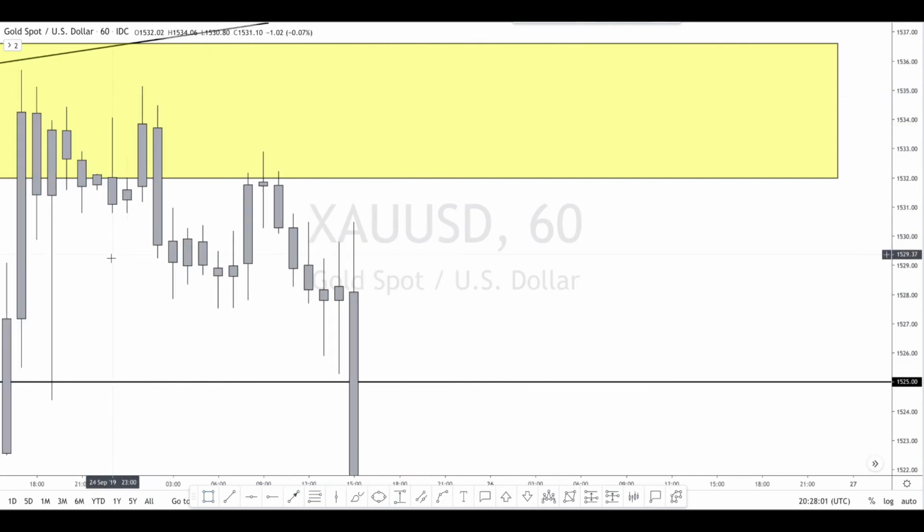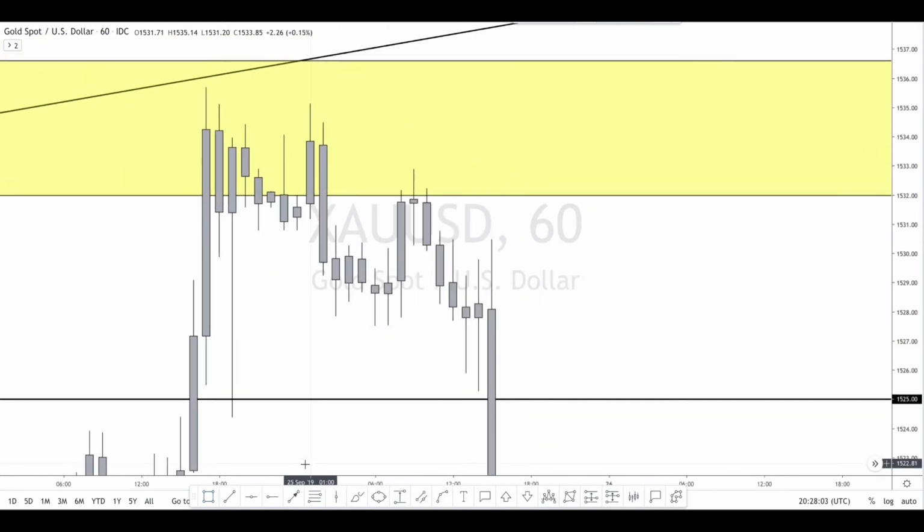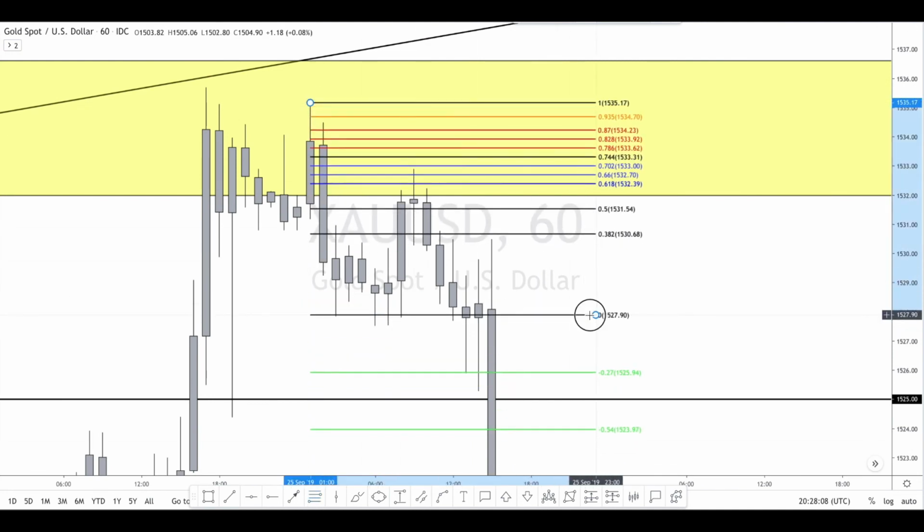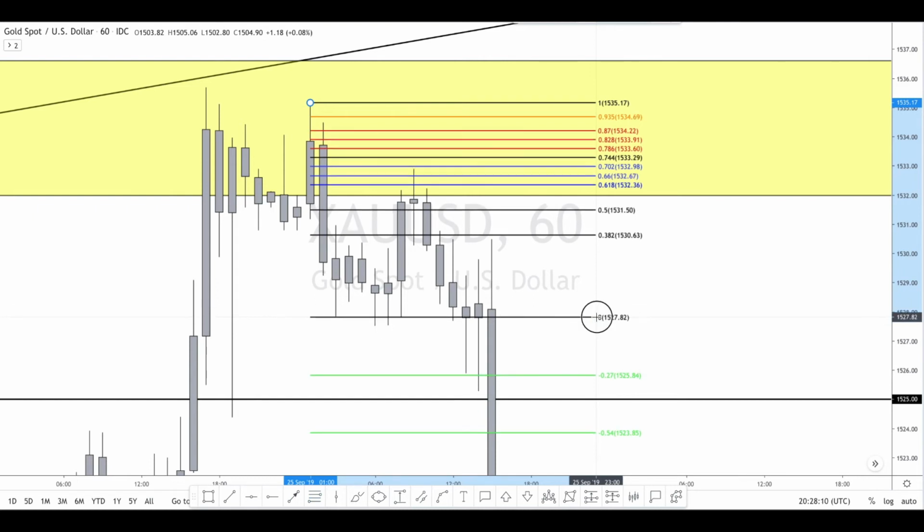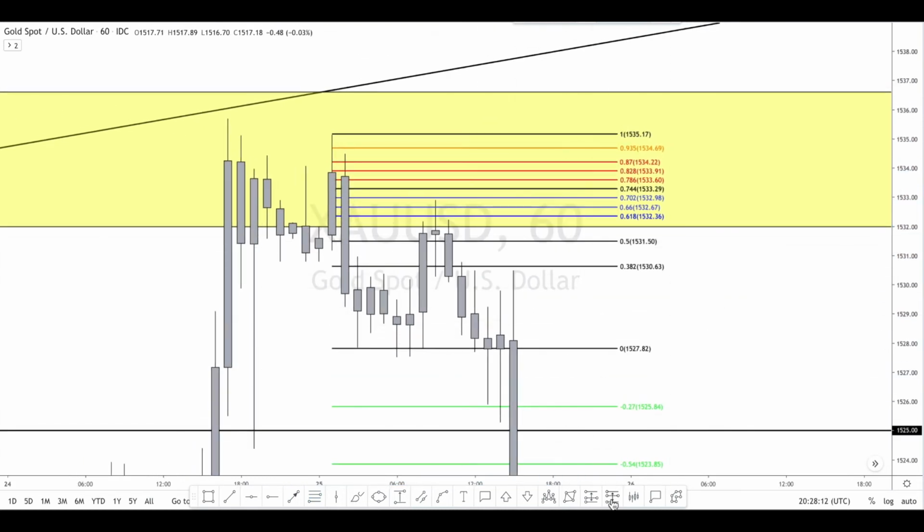Obviously, you can potentially say there's a double top, whatever you want to say. My edge is present right here. We've got a high, we've got a low. That is my edge. So what do I do now?